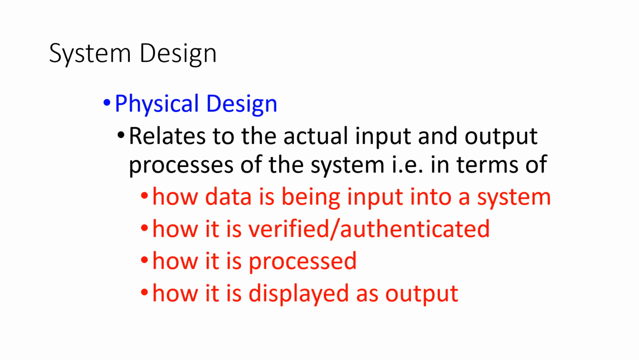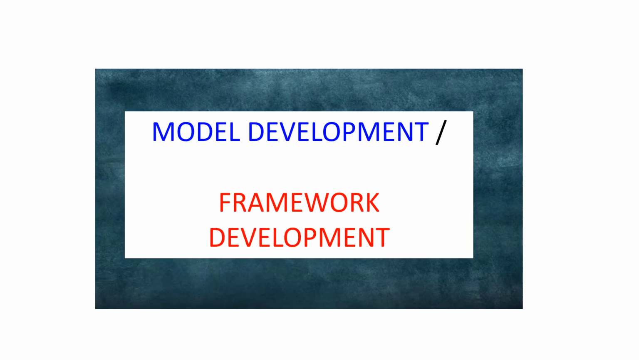Physical design relates to the actual input and output process of the system, in terms of how data is input into the system, how it is verified, how it is processed, and how it is displayed as output. So in physical design, you may want to design the interfaces. You may want to know what the functions are and so on.